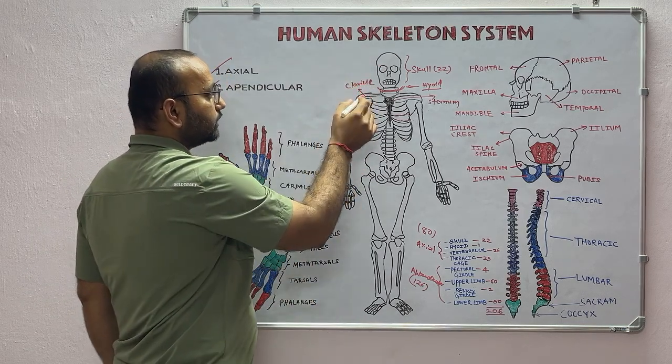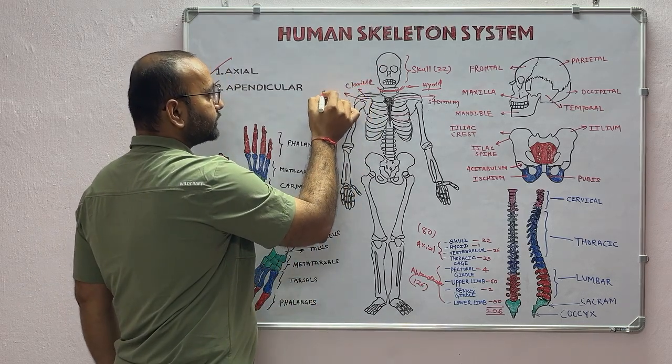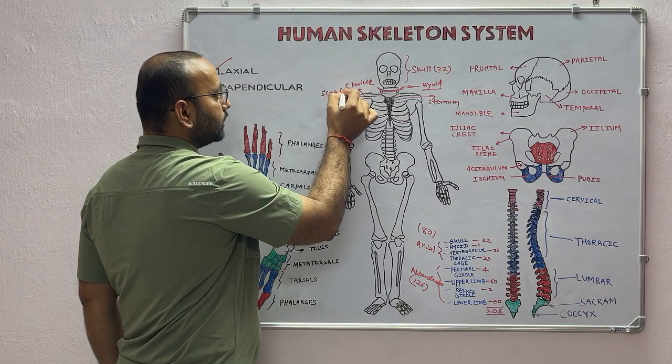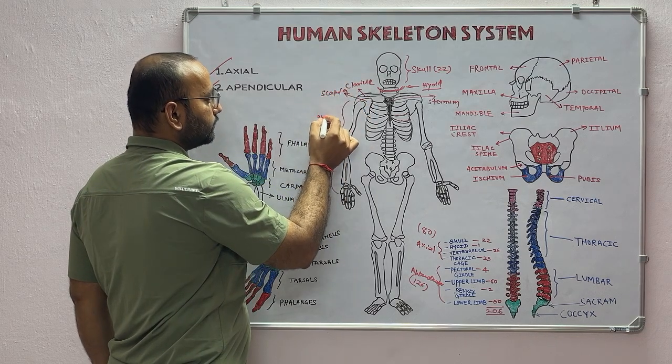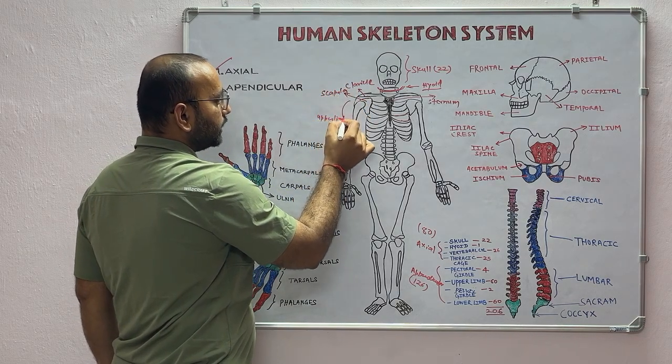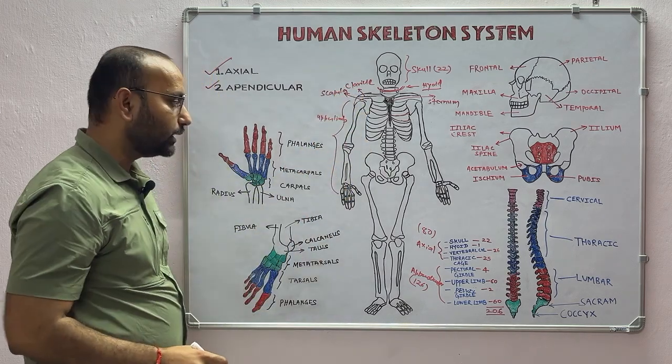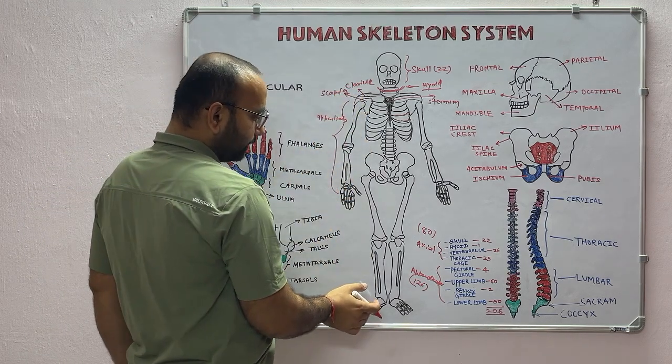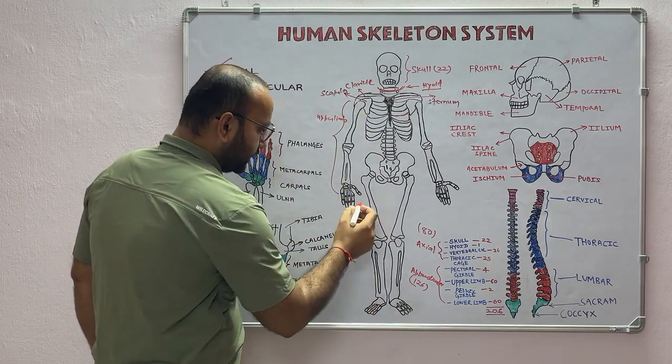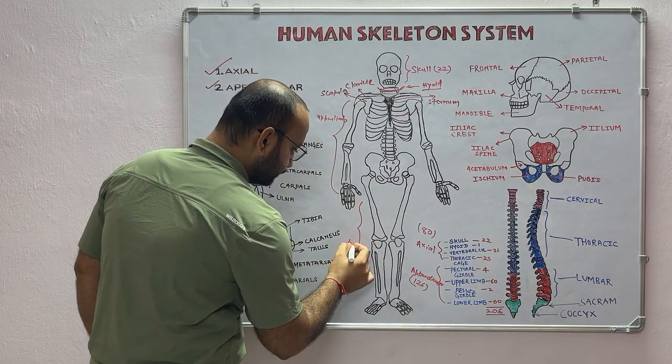So the pectoral girdle, which is formed by the clavicle and the scapula, and the upper limb, right? This is a part of the appendicular skeleton. And in the lower part of your body, you have the lower limb, right? So this is the lower limb.